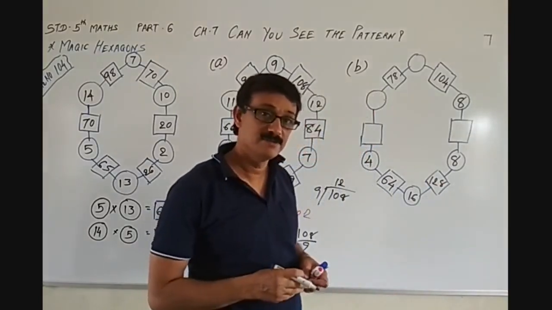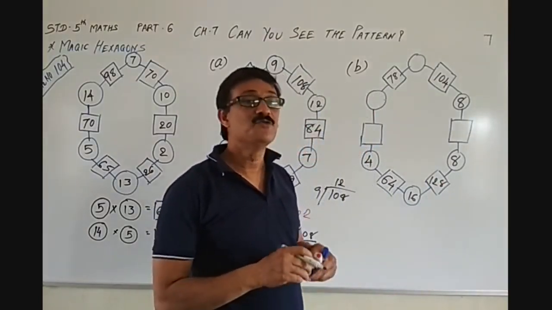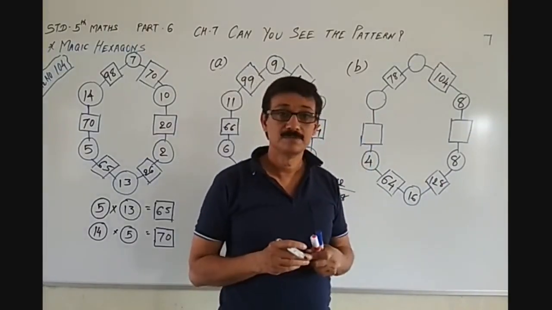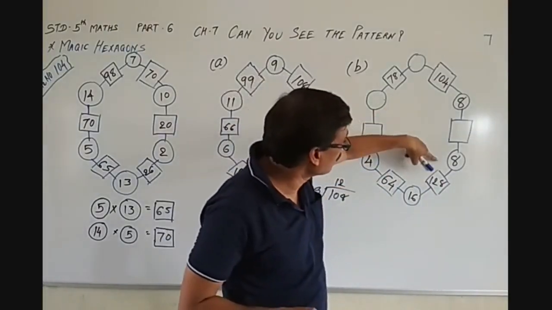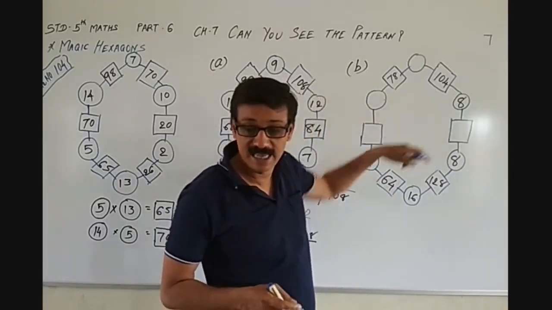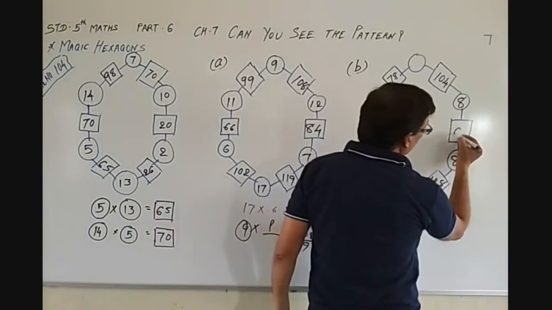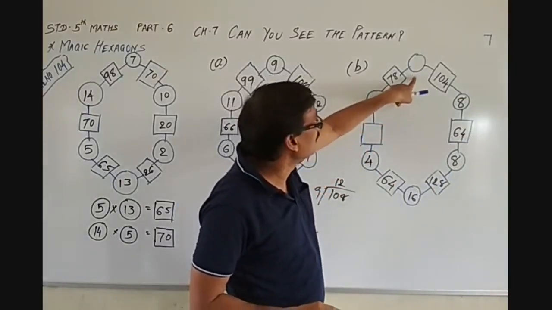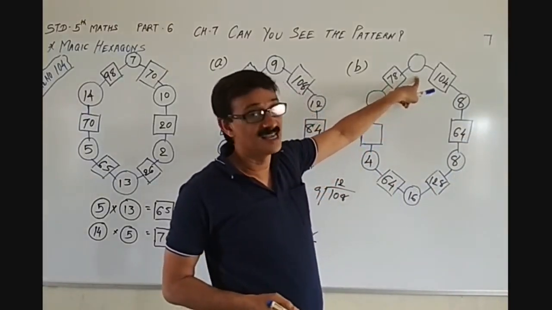What is that? 128. Okay. Now let's go further. We have got these two circles. 8 8s are 64. That was it. Okay. But here you can see the number in this circle is missing.